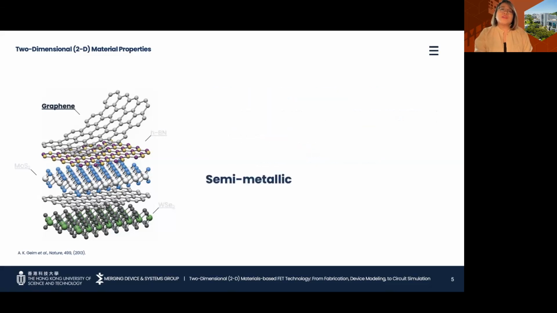Now, 2D materials appear in different levels of conductivity. They can be semi-metallic in the form of graphene, insulating in the form of hexagonal boron nitride, and semiconducting in the form of transition metal dichalcogenide films such as molybdenum disulfide and tungsten diselenide. Fabricating and modeling transistors from semiconducting 2D materials will be the focus of this work.